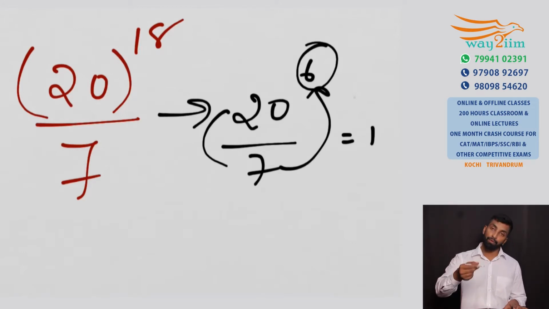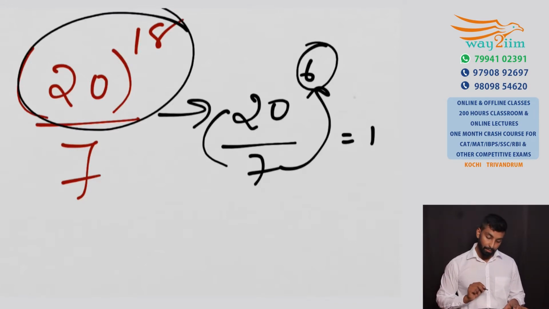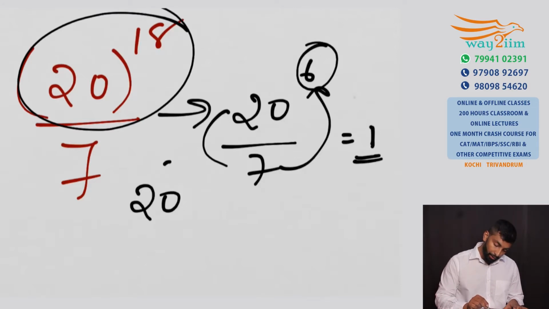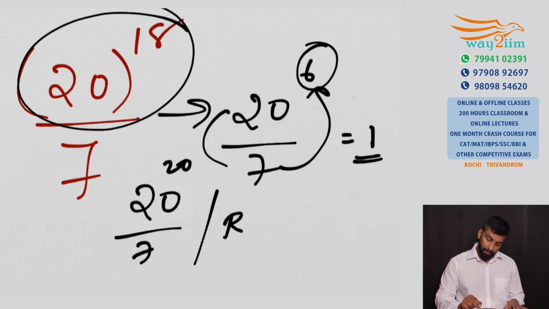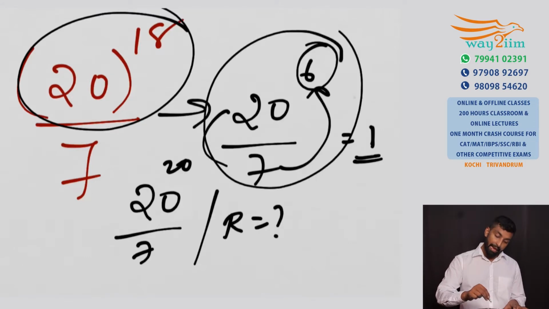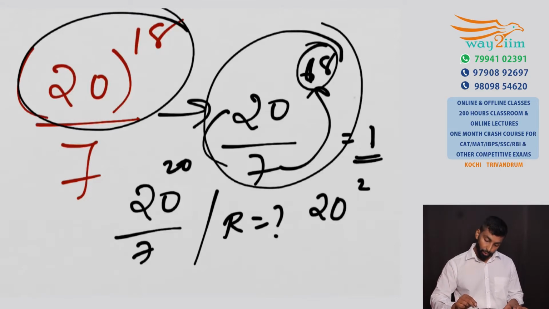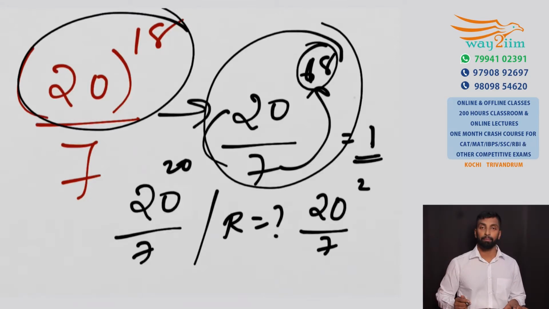So 20 raised to 12 also, remainder will be 1. 20 raised to 18 also, remainder will be 1. So basically 20 raised to 18 by 7, remainder will be 1. What if it is 20 raised to 20 by 7? You know 20 raised to 18 will be 1. You just need to find 20 raised to 2 by 7 now. You can do it easily.